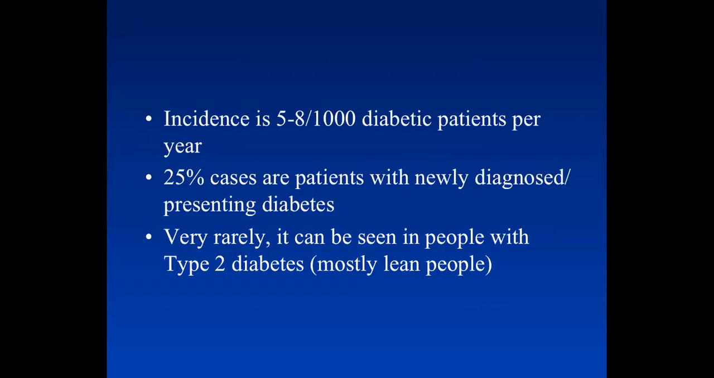Okay, so incidence is around 5 to 8 per 1,000 diabetic patients per year. And 25% of them are patients with newly diagnosed diabetes, so they are almost presenting with diabetic ketoacidosis before diabetes really is diagnosed. Their presenting feature is ketoacidosis. And as I said earlier, very rarely it can be seen in lean type 2 diabetic patients.